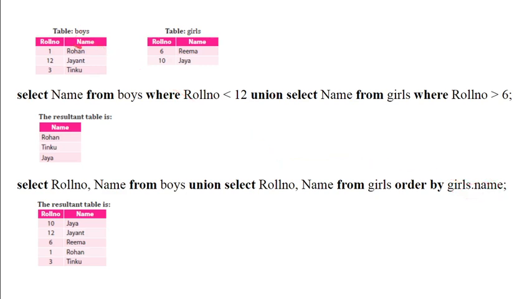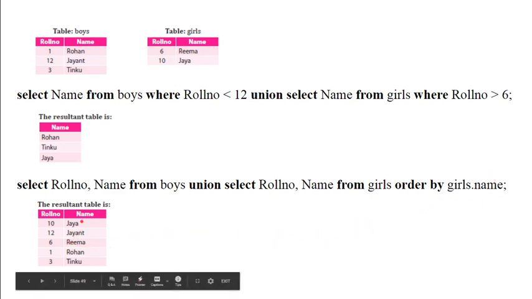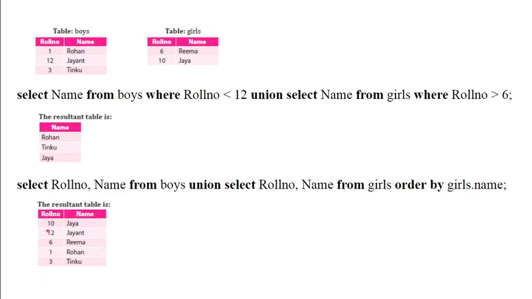There are two columns named name. To avoid the confusion, the column from the table girls is selected, so it is given as girls.name. The data in the girls table is sorted, and the resultant data in the union is also sorted in ascending order.